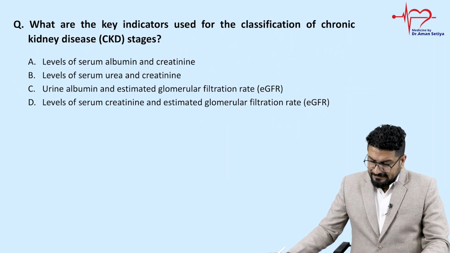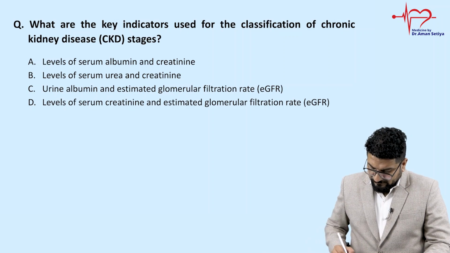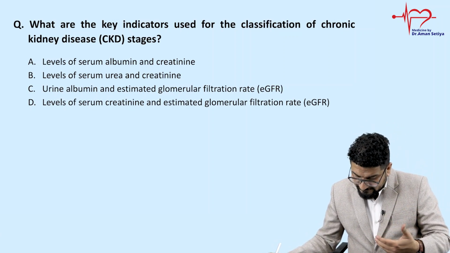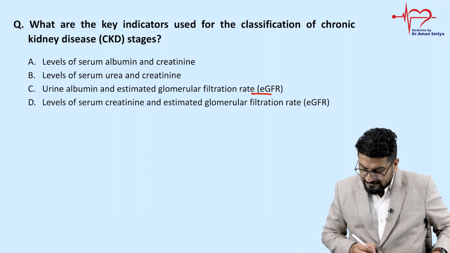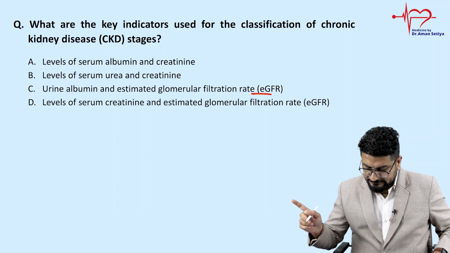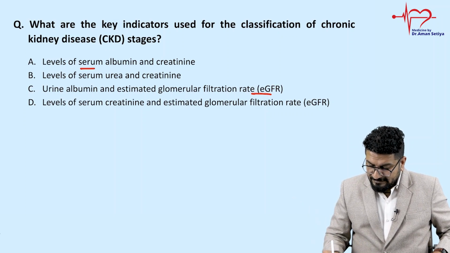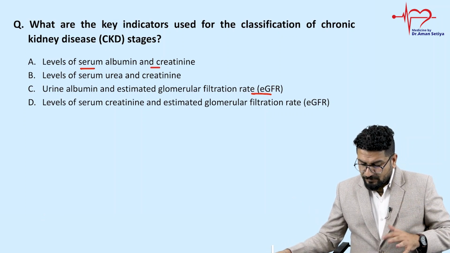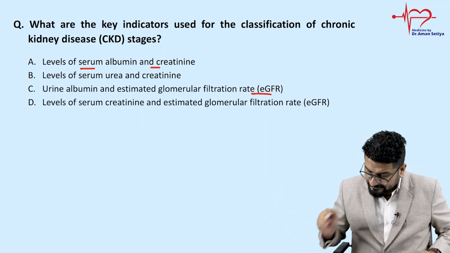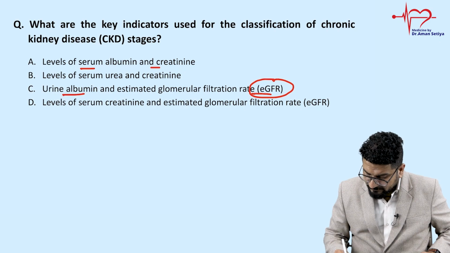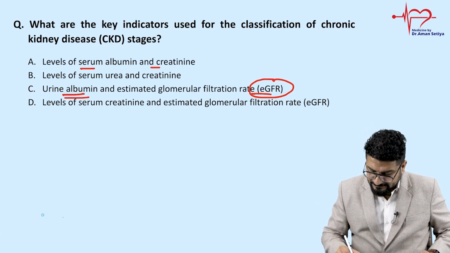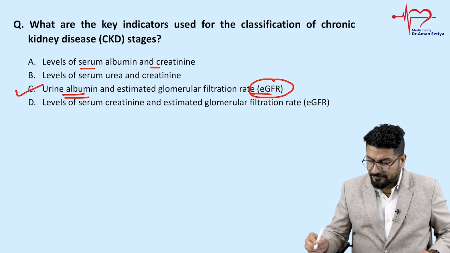What are the key indicators used for classification of CKD? Remember, for CKD we classify based on GFR, so eGFR is given. Creatinine and urine output are used for AKI. Is it clear? Serum albumin and creatinine we use for HRS. Serum urea and creatinine, and urine output, we use for AKI. For CKD, we use eGFR and urine albumin excretion, the albumin excretion rate, AER. That is a parameter that we use to grade CKD.